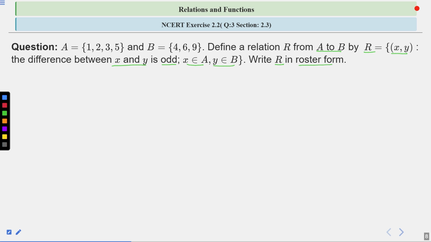Clear? So what you have to do is simply write the roster form. You'll have some seconds to try this problem, then afterwards we will move on to the solution slide. So your time starts now. The time is up.